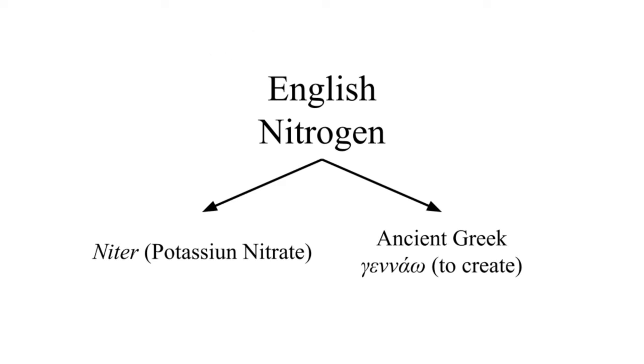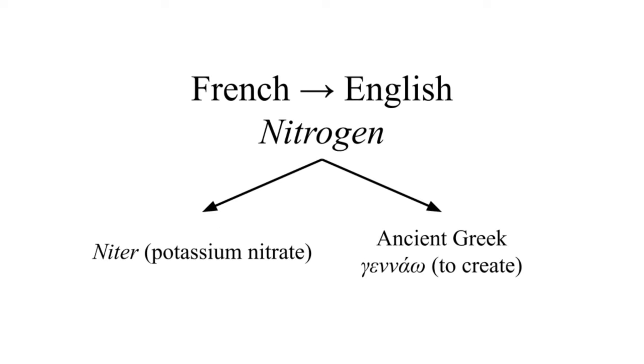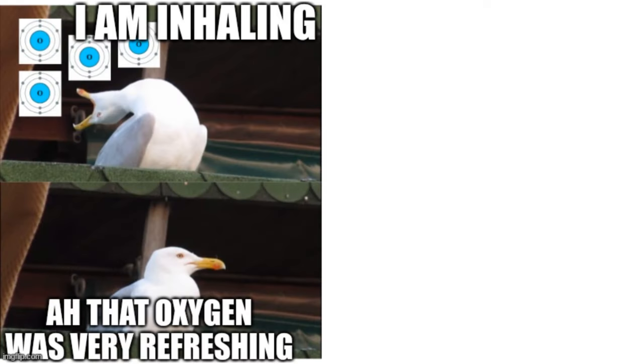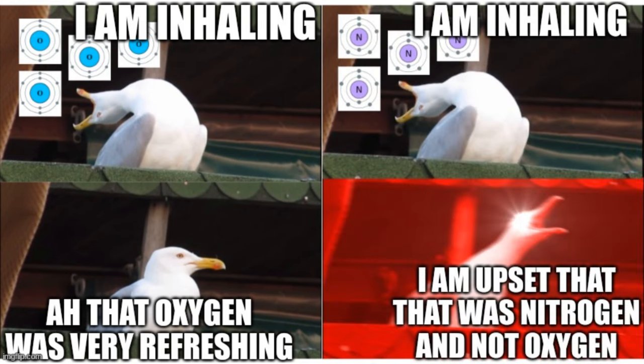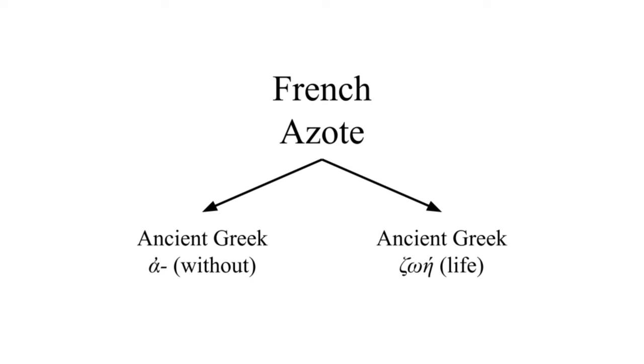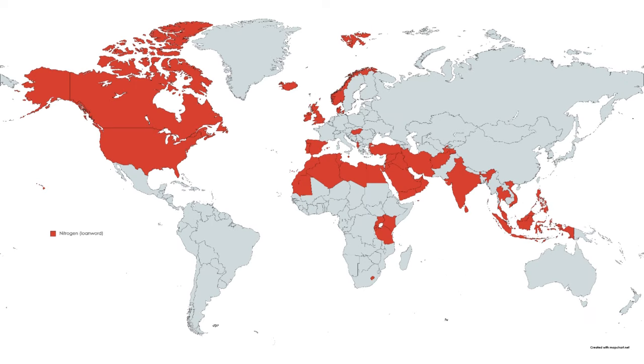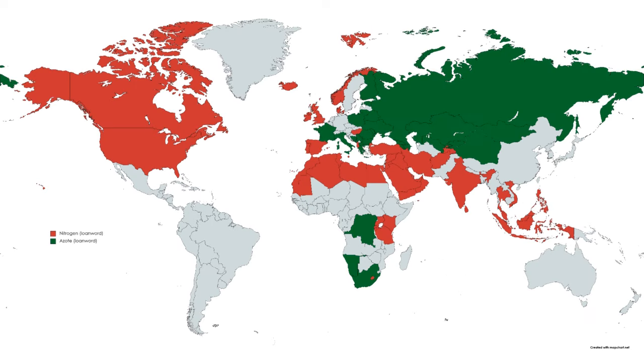Nitrogen, you might expect to be in the same boat as hydrogen and carbon, but it has a secret. You see, after the English took the French's name of nitrogen, they decided they wanted their own name. The basic idea is that oxygen is the part of the air you can breathe, and nitrogen is the part you can't, so their new name was azot, meaning without life. These are the languages which use nitrogen, and these are the ones which use azot.